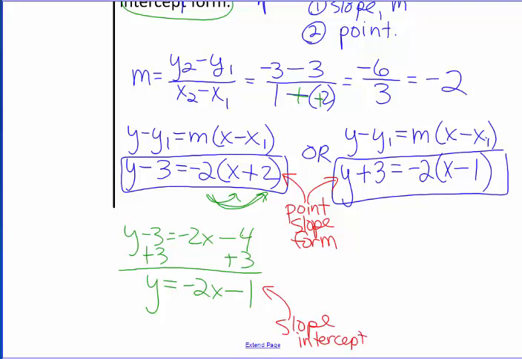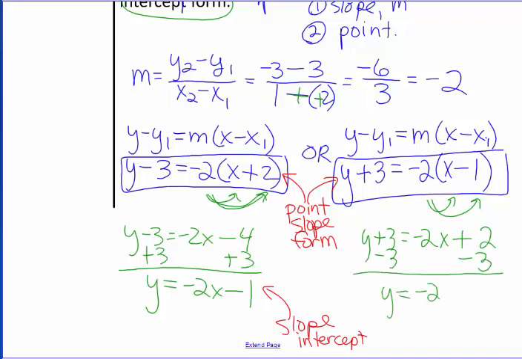Okay, so now I'll check with the other point slope form and rewrite. So we'll distribute that negative 2. We get y plus 3 equals negative 2x plus 2, minus 3 on both sides. We get y equals negative 2x minus 1.